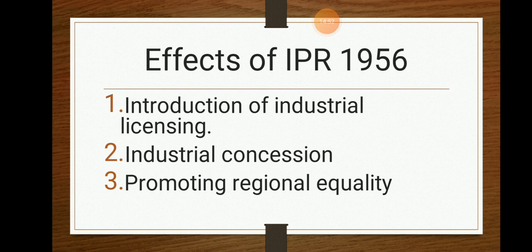So the government thought of regulating all the industries by giving approval and permission. This industrial licensing refers to the written permission from the government for opening up or expanding an industrial unit. I repeat the meaning of industrial licensing: it refers to the written permission given by the government for opening up or expansion of an industry. By this we got to know which kind of industry is private and which is public. Now we'll come to the next thing, that is industrial concession.